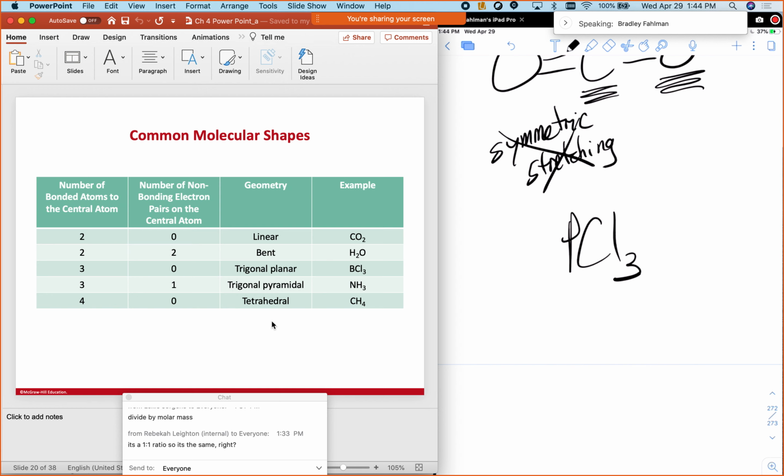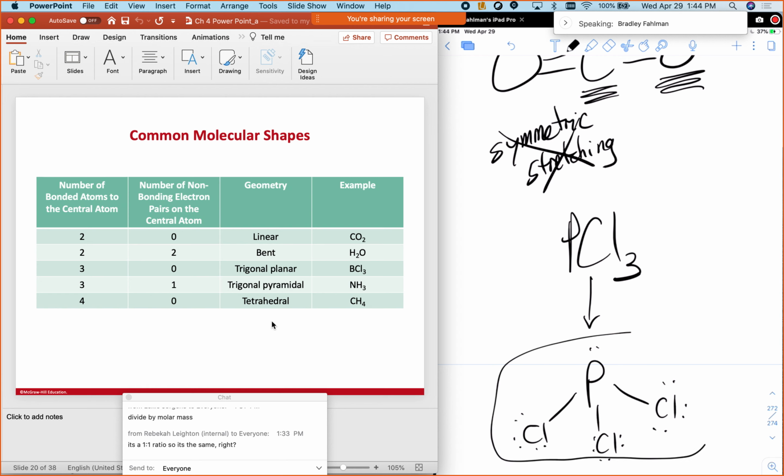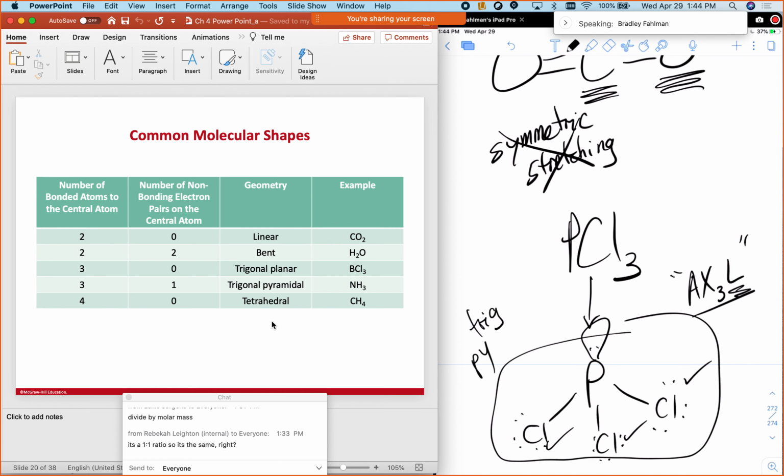What I'm telling you is implicitly you have to first draw its Lewis structure. Okay, and then you recognize that it's what we called AX3L, where you have three atoms bonded to the central atom, plus a lone pair. Okay, and so that means that it is trigonal pyramidal.